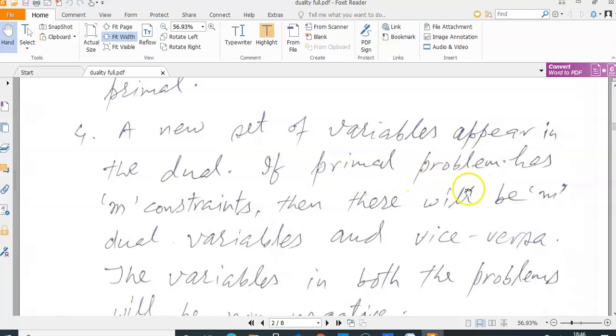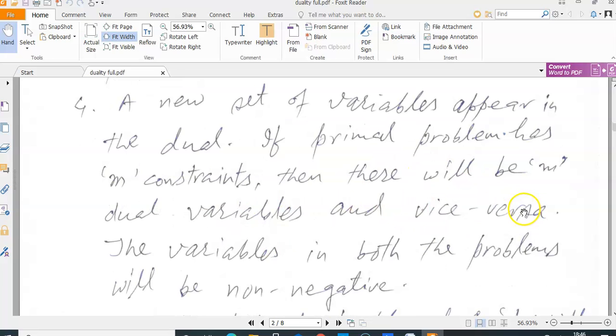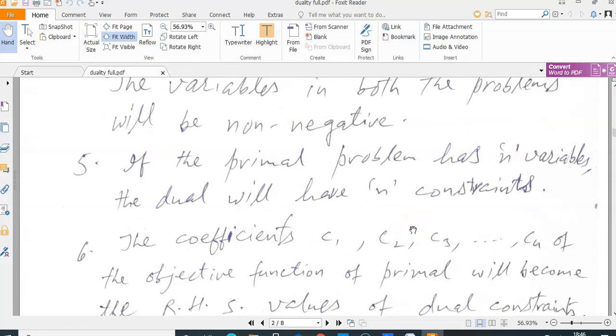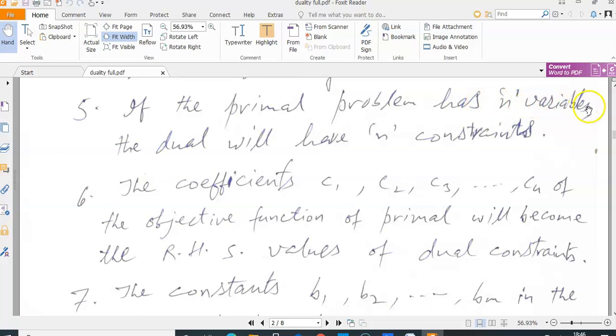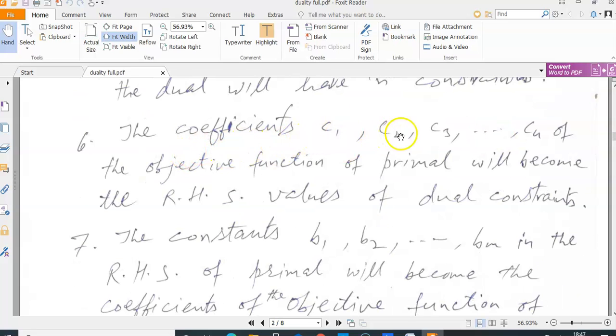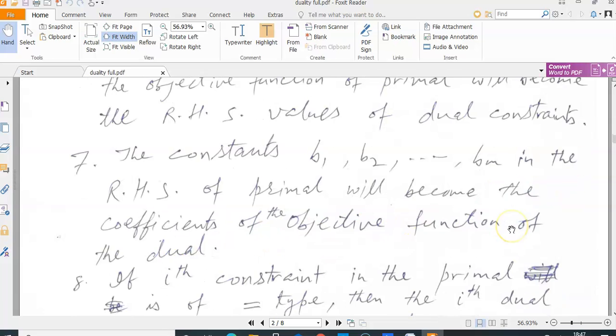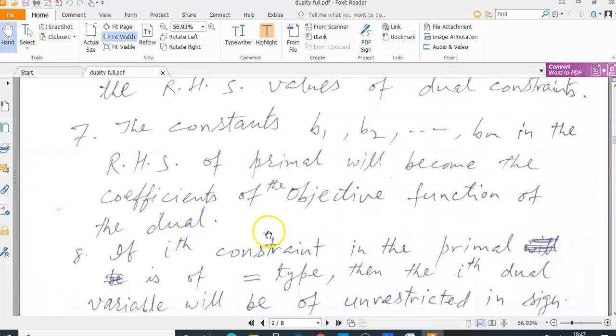If the primal problem has m constraints, then there will be m dual variables and vice versa. The variables in both the problems will be non-negative. Next, if the primal problem has n variables, then the dual will have n constraints. The coefficients C1, C2, Cn of the objective function of the primal become the right-hand side values of the dual constraints, and the constants b1, b2, bm on the right-hand side of the primal become the coefficients of the objective function of the dual.